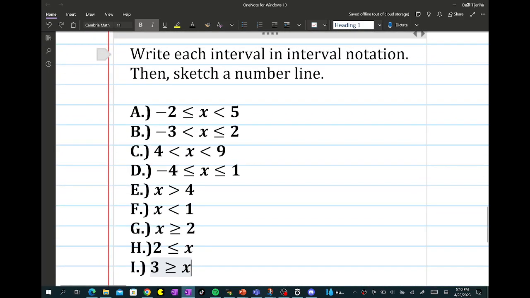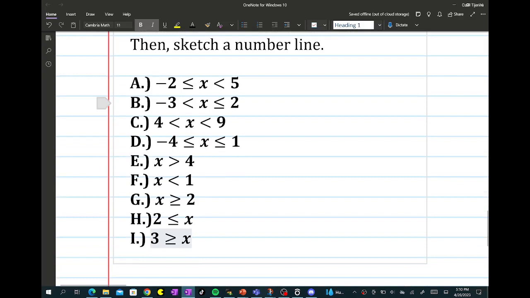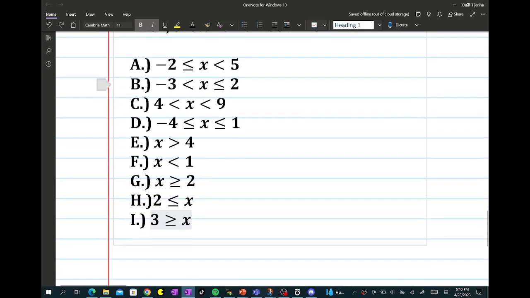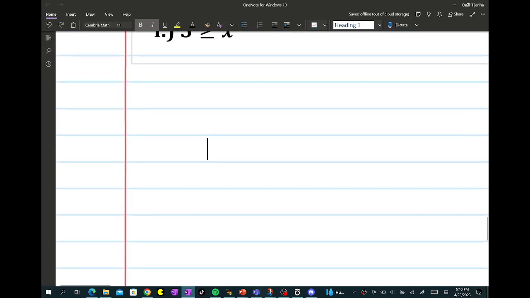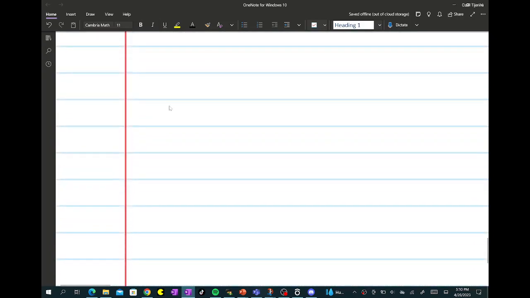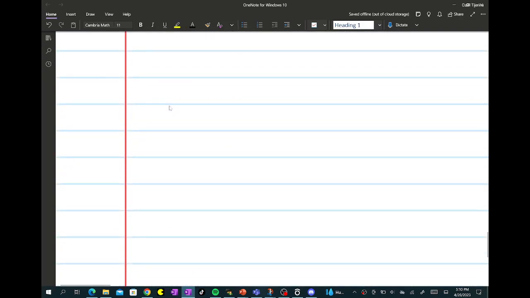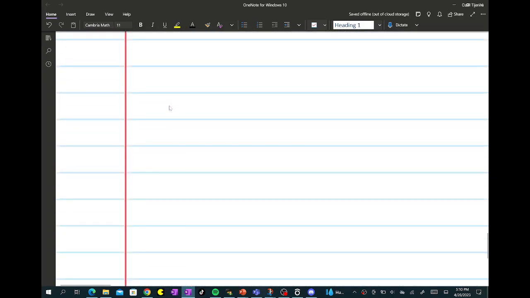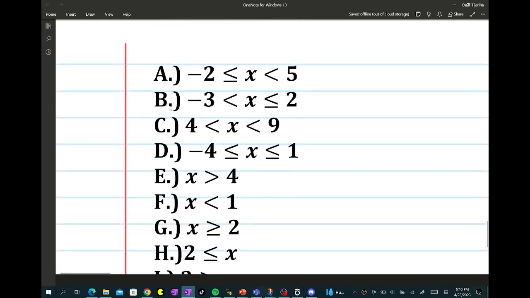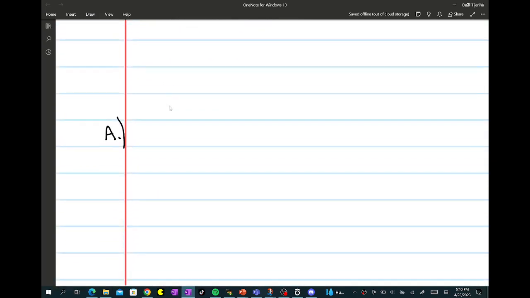So, it says write each interval in interval notation, then sketch a number line. So not only do we have to write this in interval notation, but also sketch a number line for each of them. Okay, so Part A tells us, and I'm going to go ahead and write it down. It says -2 less than or equal to x less than 5. So we need to write this in interval notation.